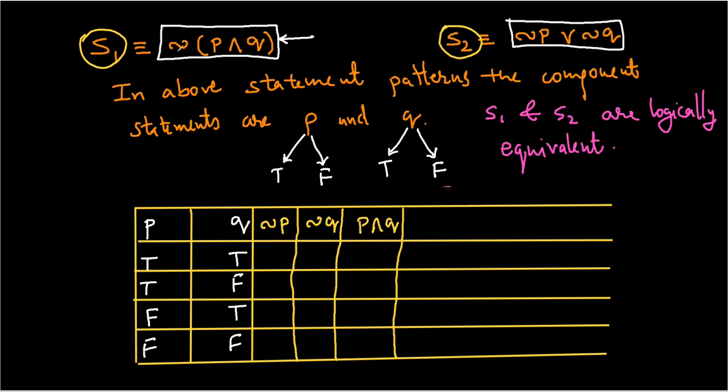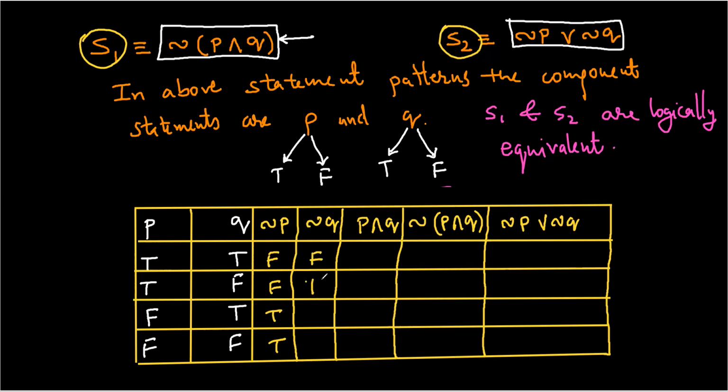After P and Q, I will go for negation of P and Q. And finally, I will go for negation of P or negation of Q. So let's do this. Negation P: if P is true, negation P is false. So here you have false, false, true and true. Then negation Q. Q is true, so here false. Q is false, so here I'll get true. This is false, and here I will get true.